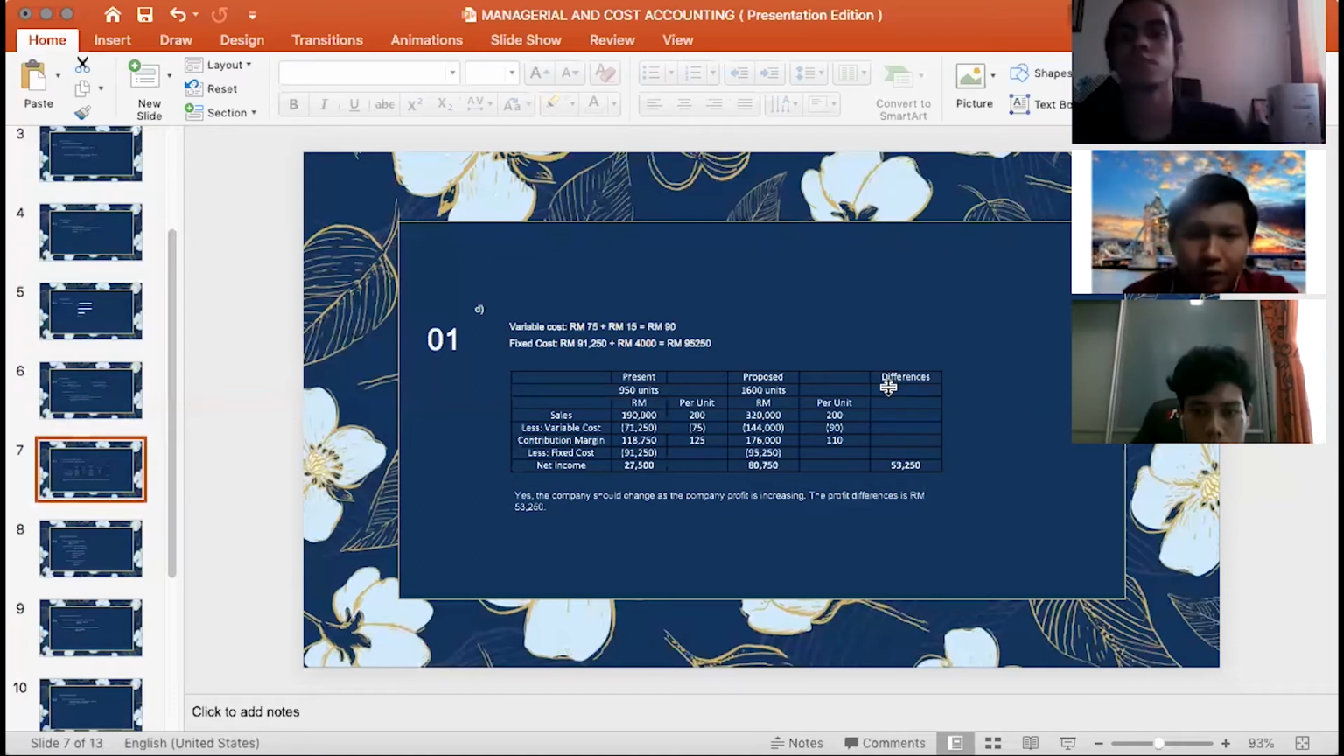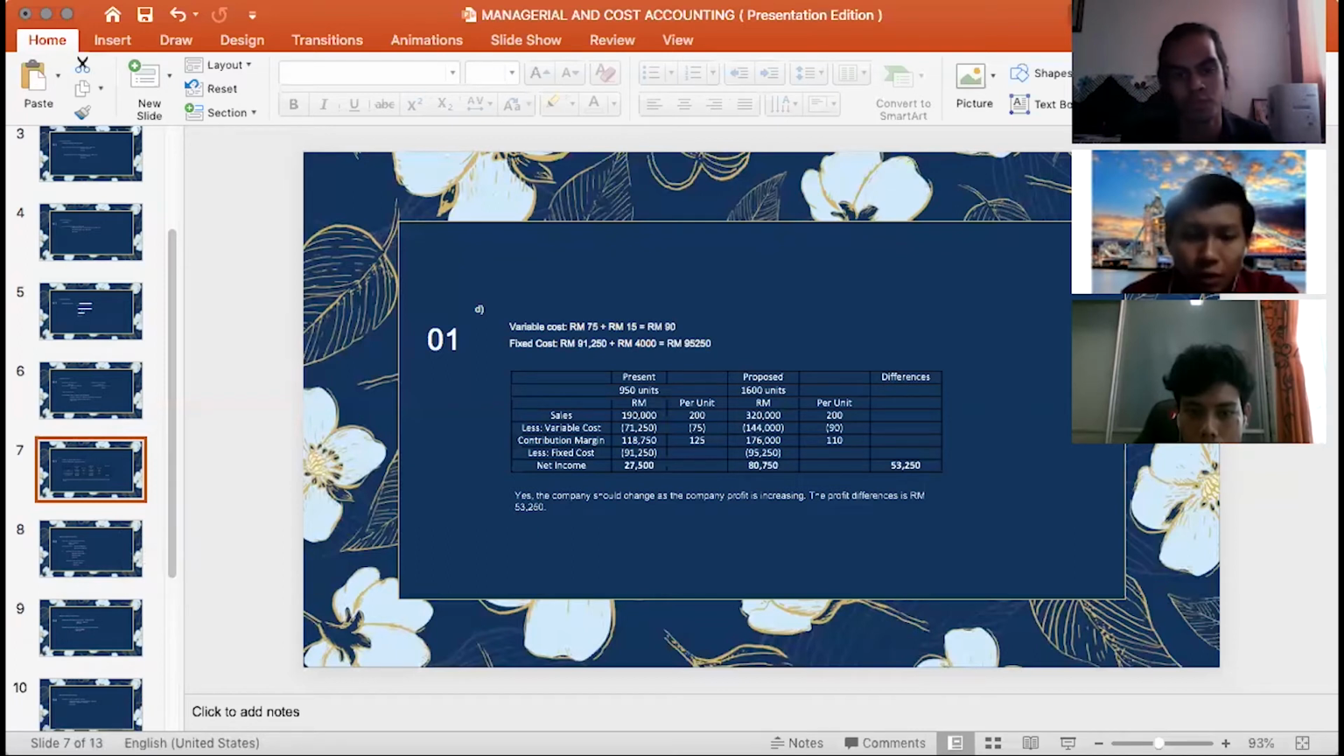So 125 times by 950 units, we will get 180,750. And then for the fixed cost, just take the original fixed cost, which is 91,250 ringgit. So the total for present net income is 27,500 ringgit.